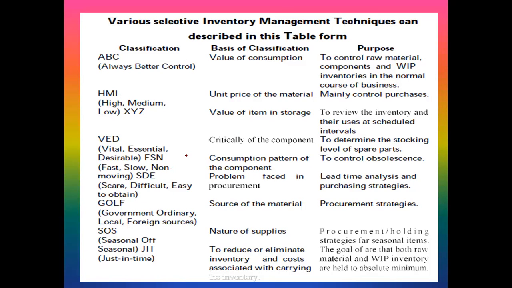If you see the classification, the first one is ABC. What is the meaning of A? Always. What is the meaning of B? Better. What is the meaning of C? Control. Means always, better, control. A class items are costly items, B class items are medium costly, C class items are very cheap and very low cost. Right?